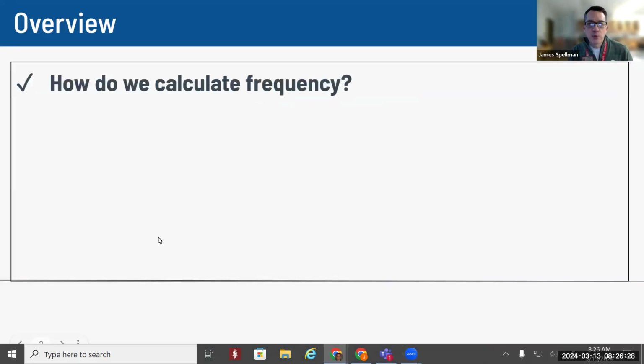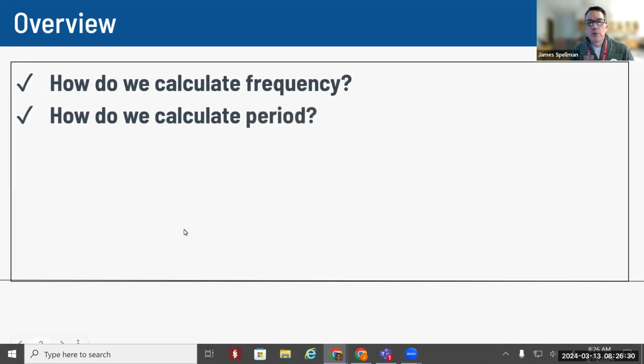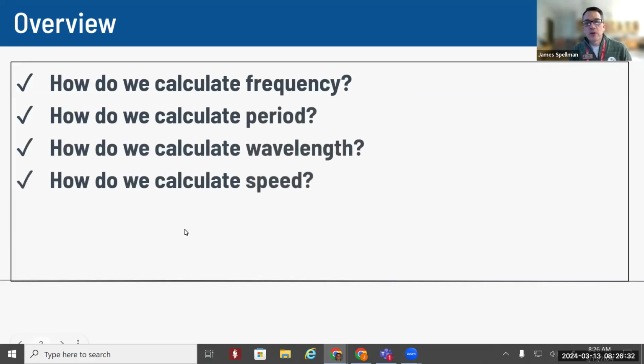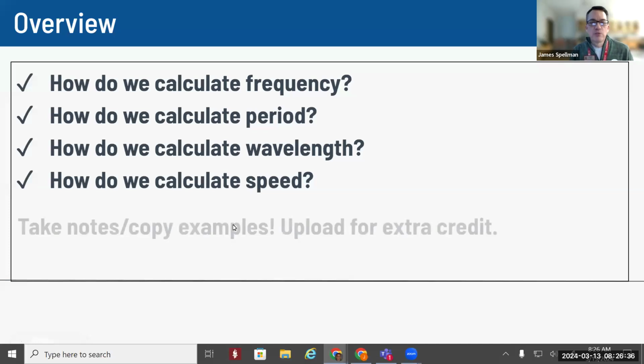So what we're going to do is look at how do we calculate frequency, how do we calculate a period, how do we calculate a wavelength, how do we calculate speed. Of course, we have to be given several things to be able to do this.